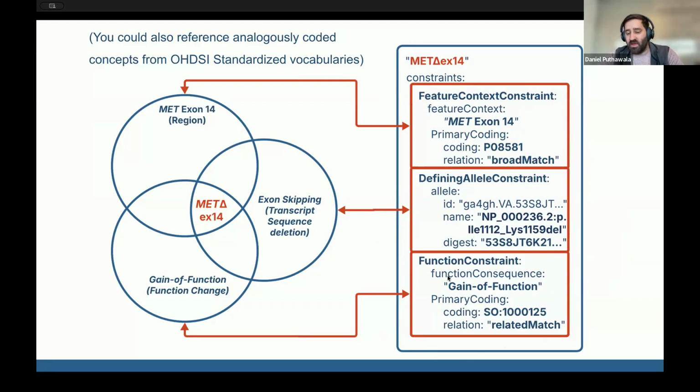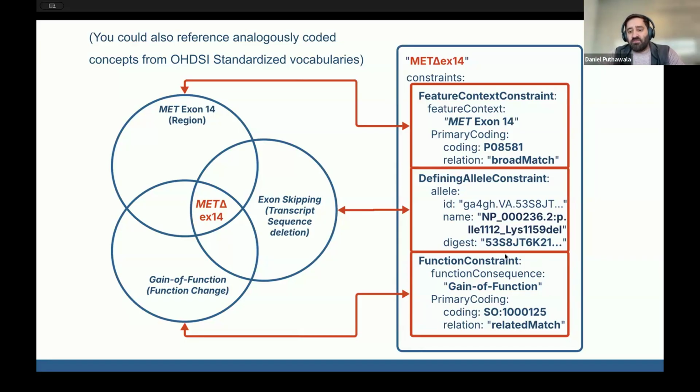And if you want to know what that means, go look up this UniProt ID and know that that's what we're talking about. We're also talking about something in the bottom box that has a function change. And the kind of function change we're going to call gain of function. And if you want to know what gain of function means, computer, go look at sequence ontology code 1000125. And that's exactly what we mean, right?